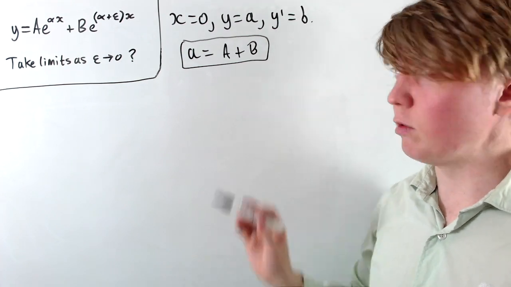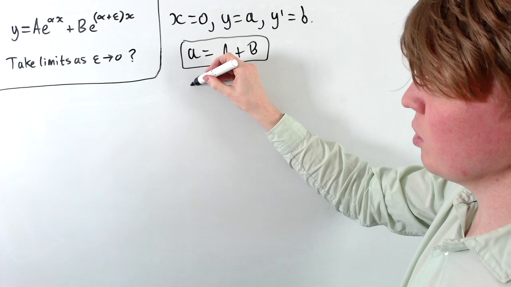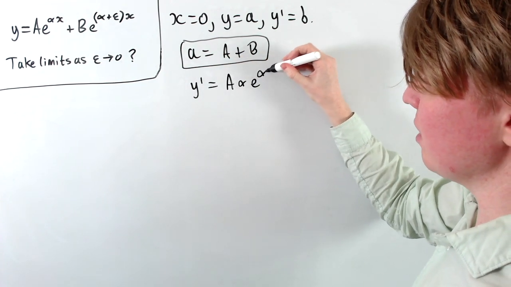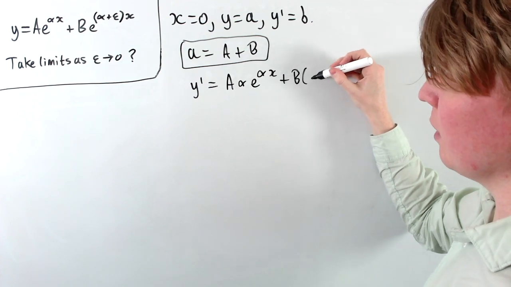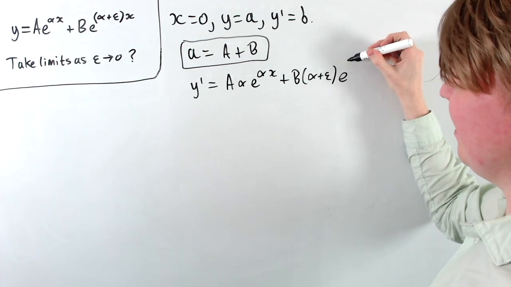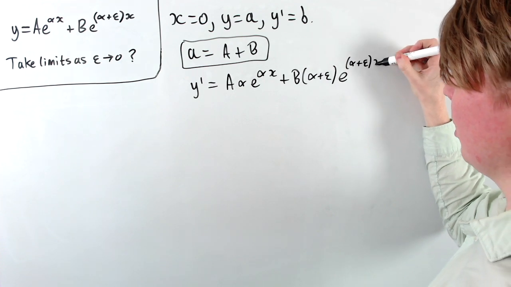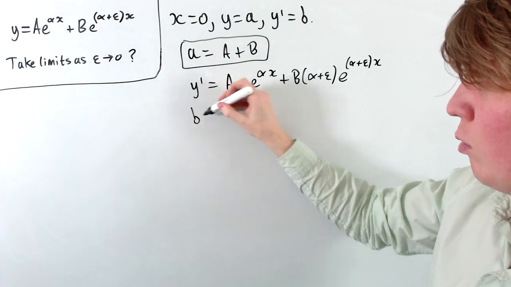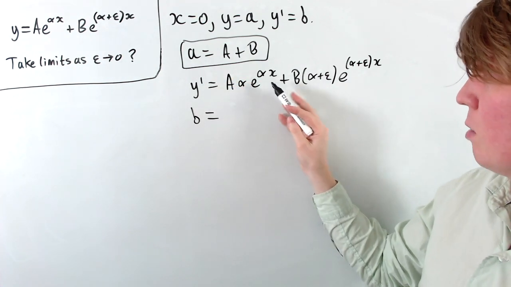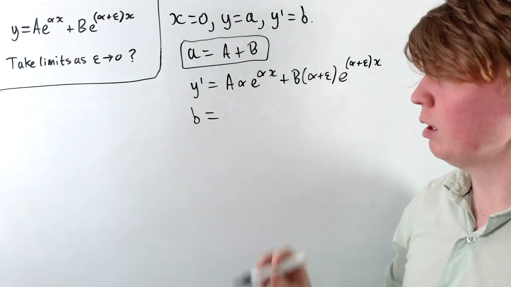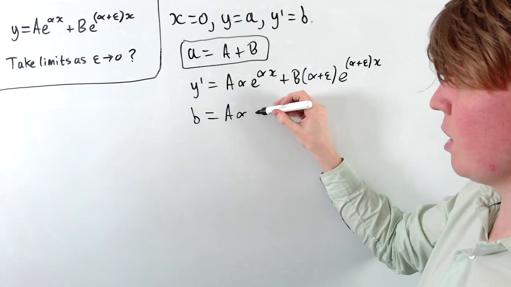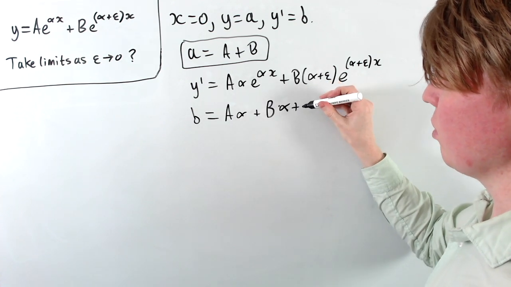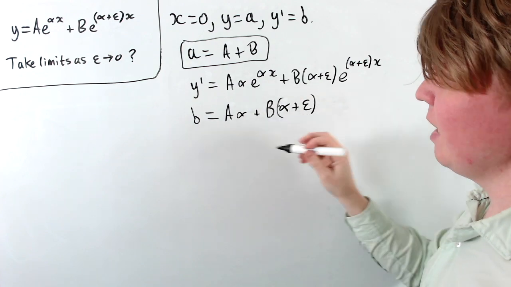So then for the first derivative being equal to b, let's first of all differentiate everything. So we get y prime equals A alpha e to the alpha x plus B (alpha plus epsilon) e to the (alpha plus epsilon) times x. And then when x is 0, the first derivative is b, so we can write b is equal to, and again our exponential terms here are just going to be 1, so b is equal to A times alpha plus B times (alpha plus epsilon), so B times alpha plus epsilon in brackets.